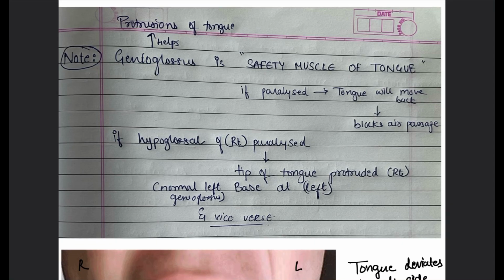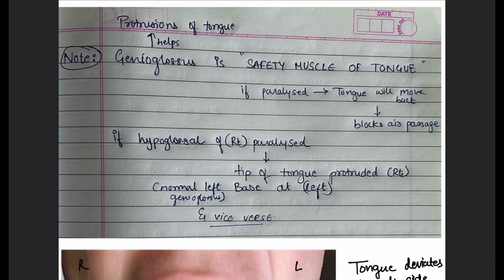So this is a very important thing to note, that genioglossus muscle, which helps in the protrusion of the tongue, is also known as the safety muscle of the tongue. Why? Because if it gets paralyzed, the tongue will move back into the mouth, which will lead to the blockage of the air passage and difficulty in breathing. That's why genioglossus is very important. We have read ahead that genioglossus is supplied by the hypoglossal nerve, that is the 12th cranial nerve.